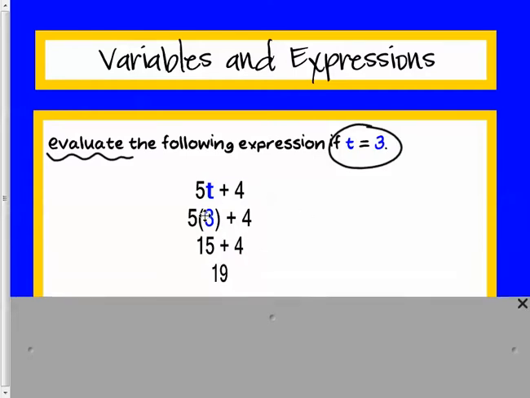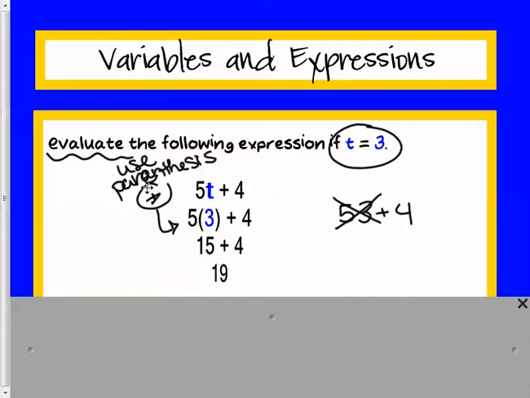So why do I have to put it in parentheses? Well, if I just write it in like this, what does that look like? It looks like a 53, which we know is not what we are doing. We want to multiply. So that's why it's important to always use the parentheses. Please star that and put: use parentheses.